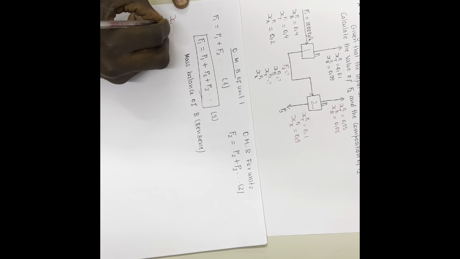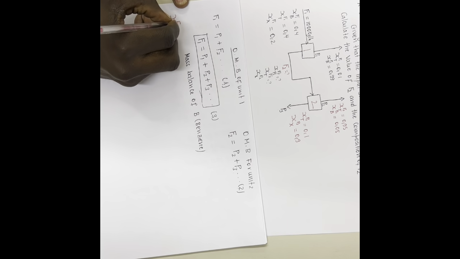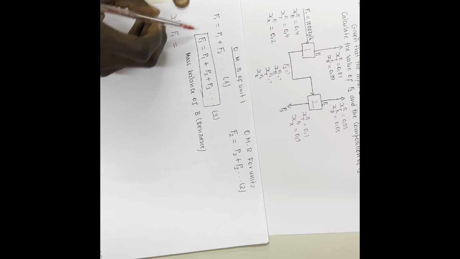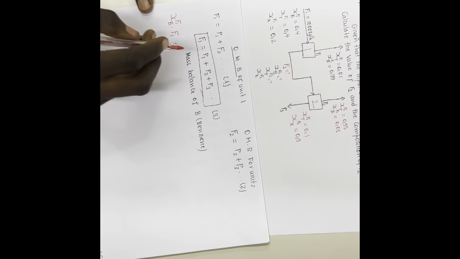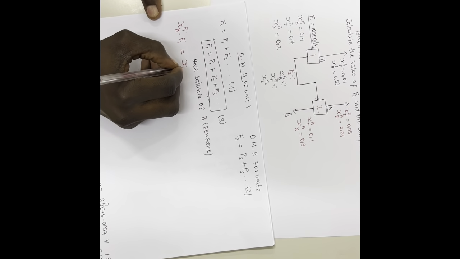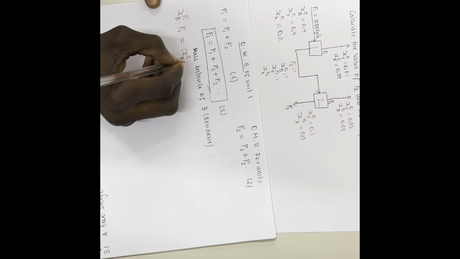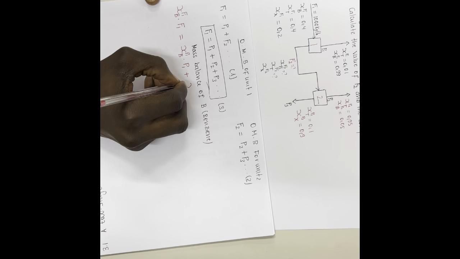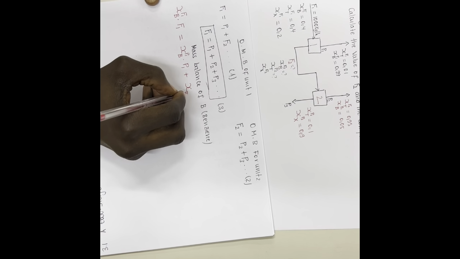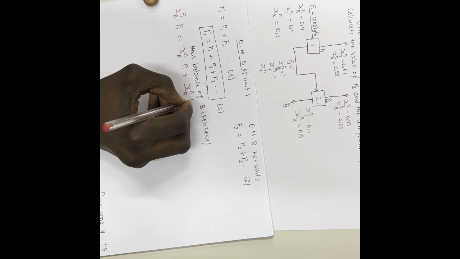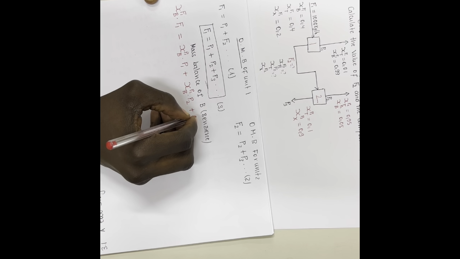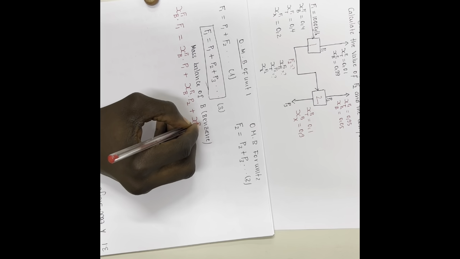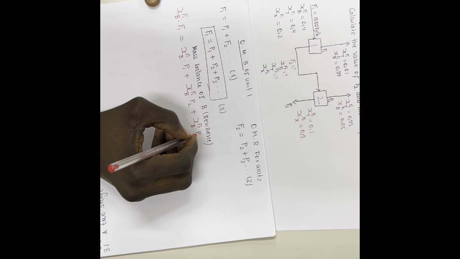X of B, for benzene in F1, times F1. This is exactly from this formula. And then P1, so we need to have X for benzene in P1 times P1, plus another X for benzene in P2 times P2, and then X for benzene in P3 times P3.